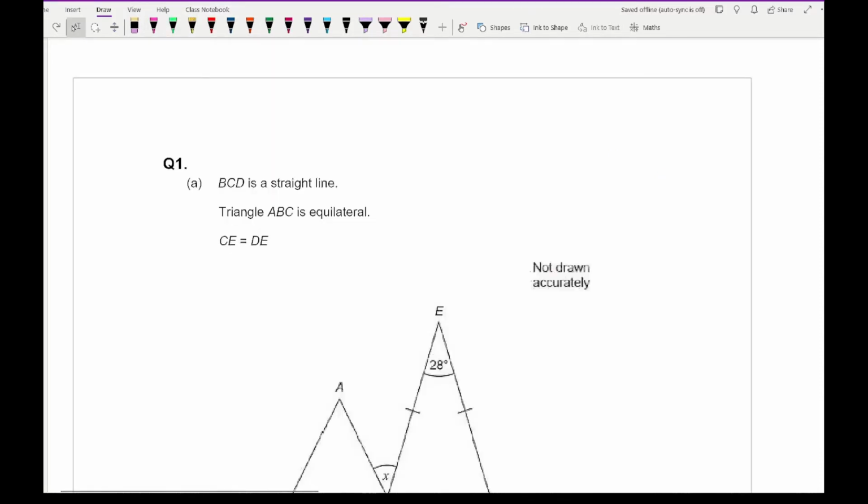Now, before we get started on these example questions, just a reminder that you can download these questions to have an attempt at, to have a go at before watching this video, or you can have a go at these questions while watching this video. So let's get straight into question 1.